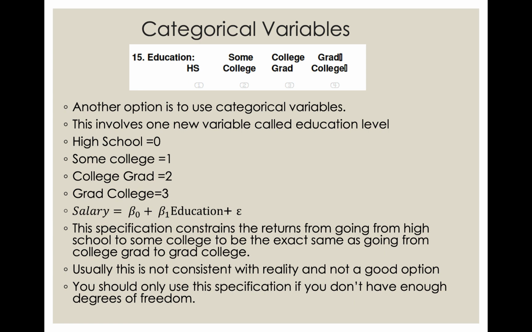The only reason that you should use this type of specification is if you don't have enough degrees of freedom to do a different kind of specification. So this is like a last-ditch effort because, again, we don't think that going from, let's say, some college to college grad is going to have the same returns as college grad to grad college. I mean, you can look at data and see that this is not the case. So we're constraining with this specification for this to be there when it actually probably doesn't exist.